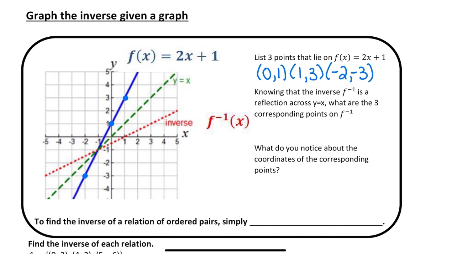Then it says that knowing that the inverse, which is this symbol, is a reflection across y equals x, what are the 3 corresponding points for f inverse? So if we look at the point (0, 1), the corresponding point here would be at (1, 0). Then we can look at the point (1, 3), and the corresponding point for that one would be over here at (3, 1). Finally, we have the point (-2, -3), and that corresponding point would be over here at (-3, -2).